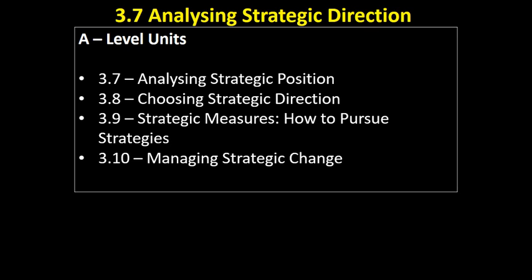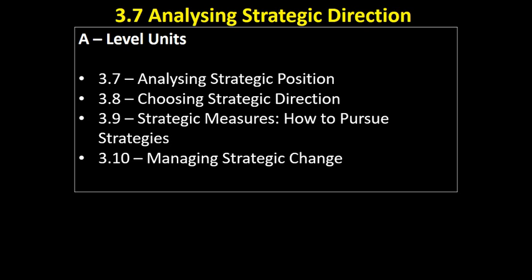Remember, a strategy is a plan to achieve your corporate objectives. So we've got our corporate objectives. In 3.7, we know where we are now. In 3.8, how are we going to get to where we want to be? What's our plan for getting there? And then unit 3.9, strategic measures, is how to actually pursue those strategies. It's all very well having a plan and a strategic direction, but in 3.9 we look at how we actually achieve that plan.